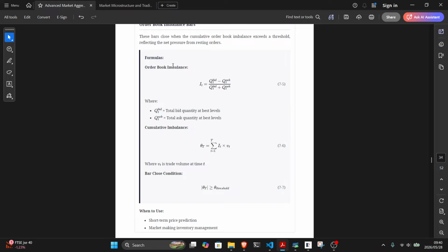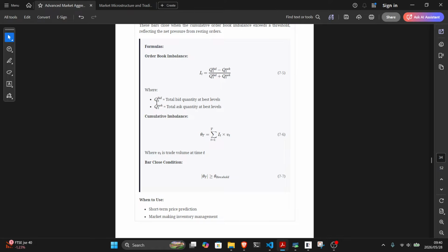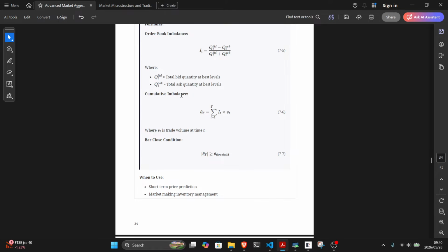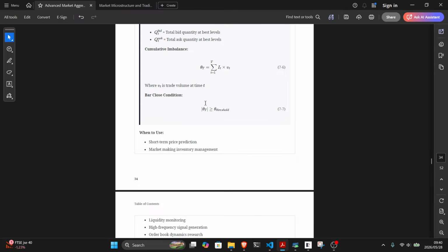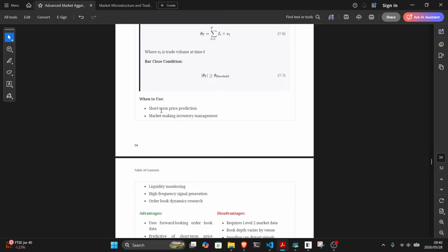The formal description. Order book imbalance is defined as I sub t equals Q sub t to the bid minus Q sub t to the ask over Q sub t to the bid plus Q sub t to the ask, where Q sub t to the bid equals total bid quantity at best levels, and Q sub t to the ask equals total ask quantity at best levels. Cumulative imbalance is defined as theta sub t equals the sum of I sub t times V sub t, where t indexes from 1 up until t, where V sub t is the trade volume at time t. The bar close condition is defined as the absolute value of theta sub t being greater than or equal to theta sub threshold.